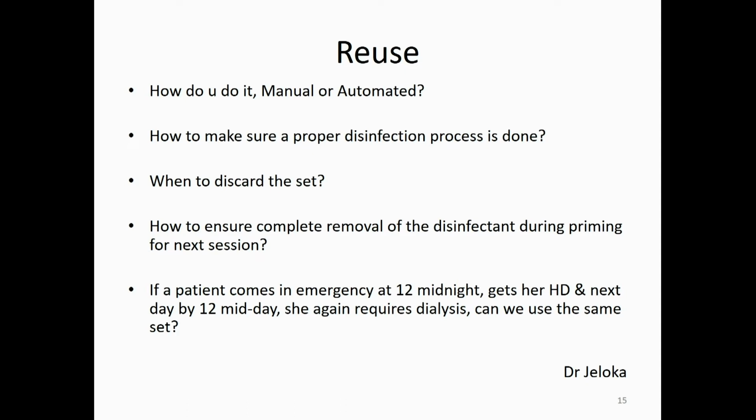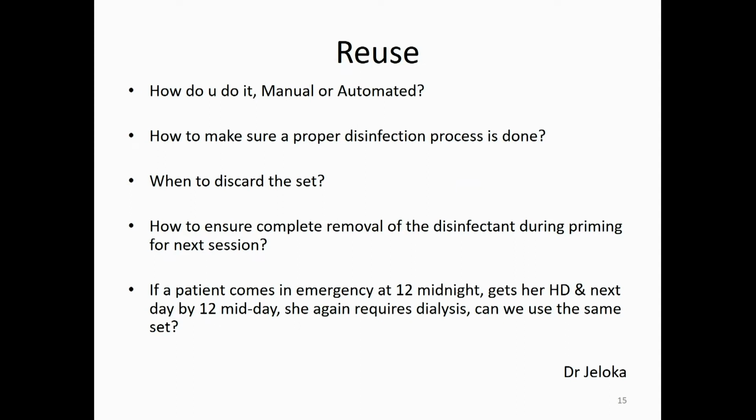In a busy unit, for example with more than 10, 12, 20, 30 machines, there is a piling up of dialyzers, and you will require 2 or 3 manpower just to do the reuse processing of the dialyzers, which is not very feasible, not easy. So automated is preferred, manual can be done. Simple answer to that.